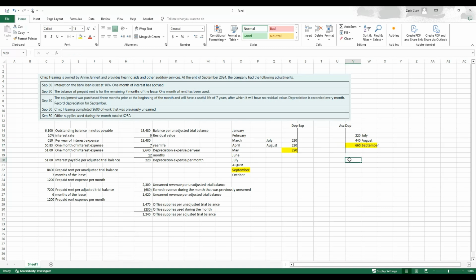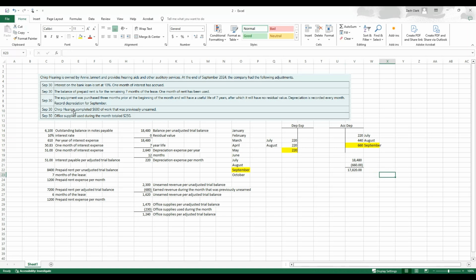And just as a side note, our net book value at that point would be the 18,480 purchase price minus the 660, the balance after we book this adjustment. So we'll have a net book value at the end of September of $17,820 for our equipment.